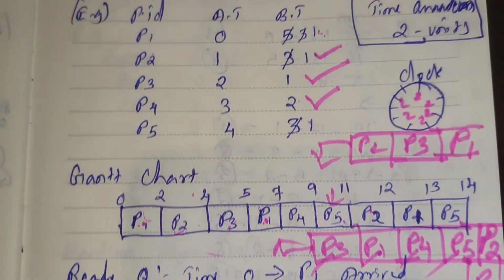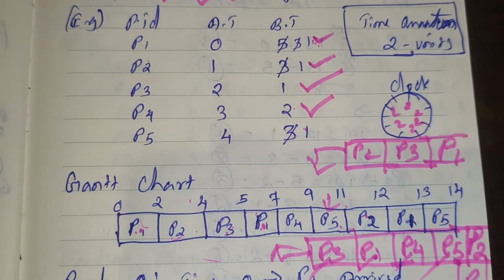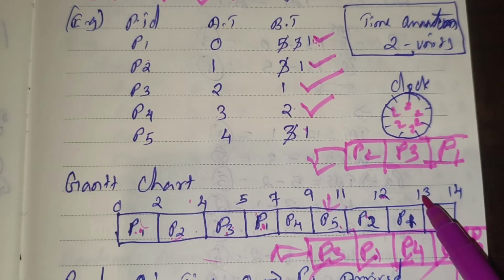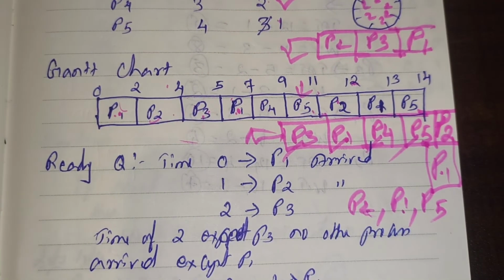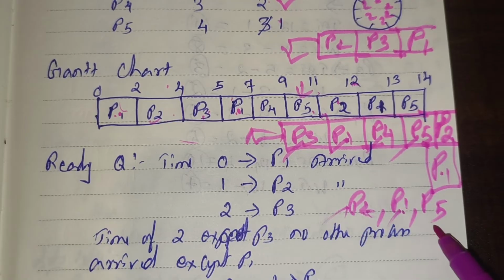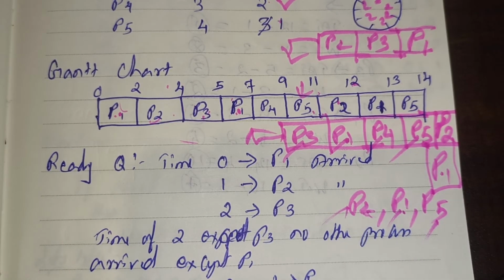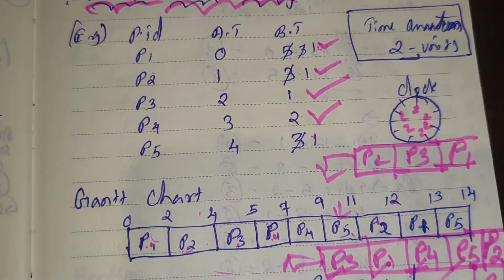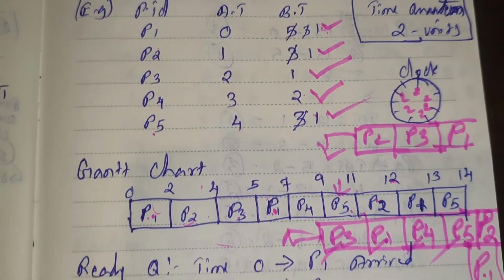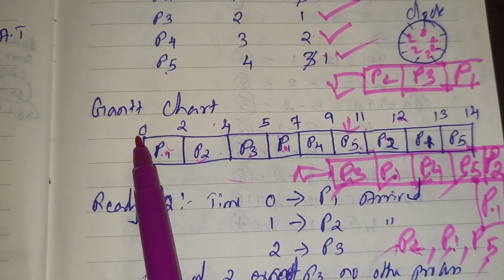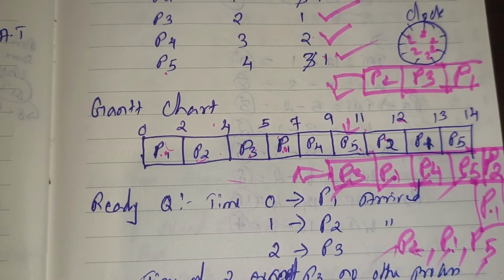You can check it. Only 1 left. P1 is also completing 12 to 13. 12 plus 1, 13. After that, P2 over, P1 over, P5 is coming inside. How many seconds remaining for P5? Only 1 second. That is also over. So now it starts with 0, ends with 14.